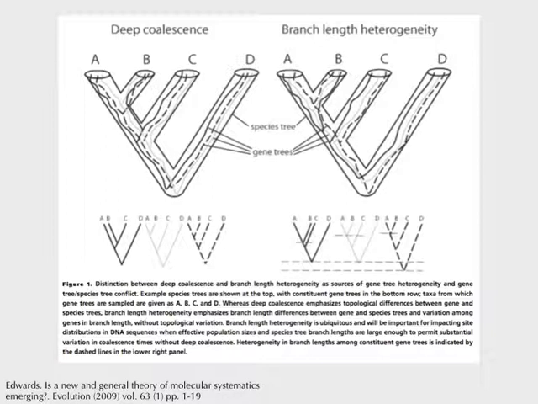Do you have more questions about it? Other questions about this? All right, so big picture, why do we care? 2n matters, and n can be different between populations.